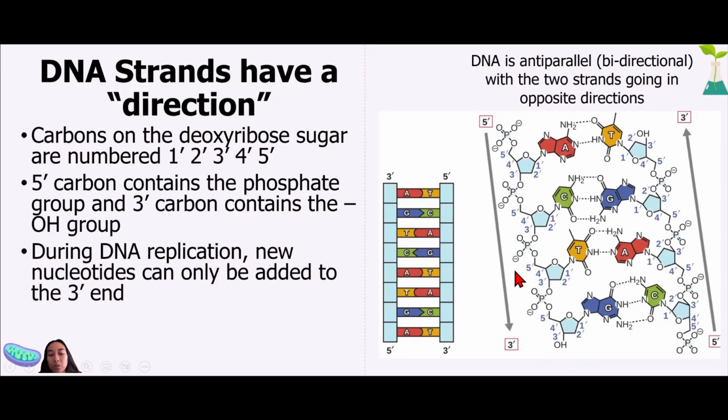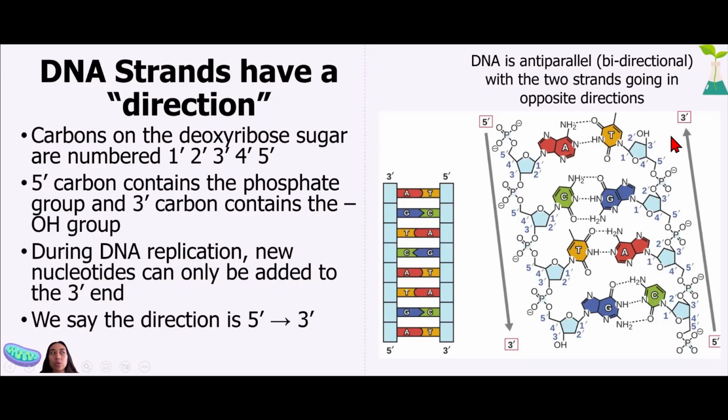And so most of the time in biology, we designate that DNA has a direction, and that is a 5' to 3' direction. So we always write it in the 5' to 3' direction, and that is, again, because during DNA replication, that is how nucleotides are added. Now, another thing to note about DNA is that it is anti-parallel, or also known as bidirectional. So one strand of nucleotides goes 5' to 3' in one direction, and then the other strand of nucleotides on the other side goes in the other direction.